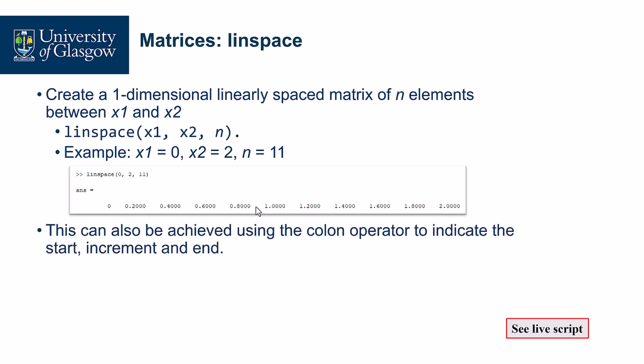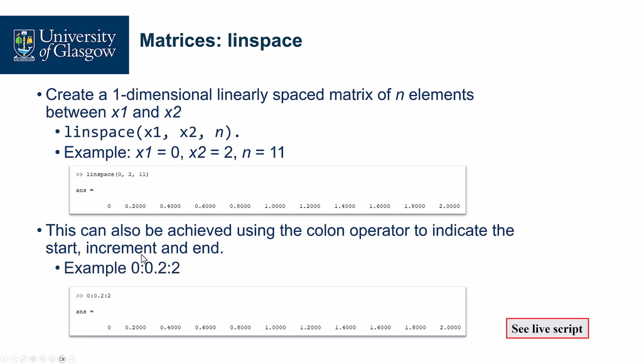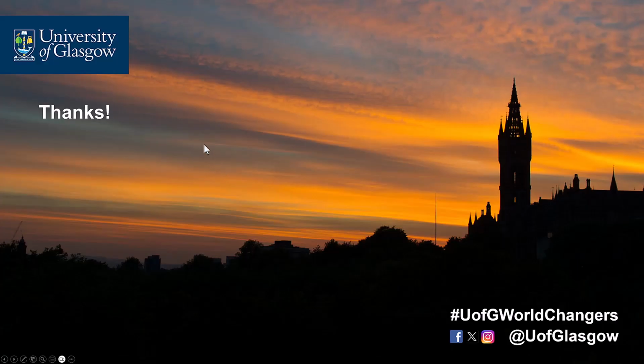An alternative way is to use the colon operator. The example is here: 0:0.2:2. This means I start from 0, I end at 2, and 0.2 is the step size. We can see using linspace or using colon, we generate the same thing. So remember these two methods. Later they will be useful when you do a loop or when you are doing a group of variables with equal spacing. That's all for this session.